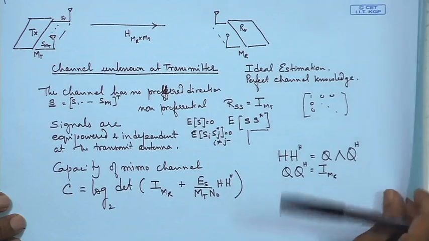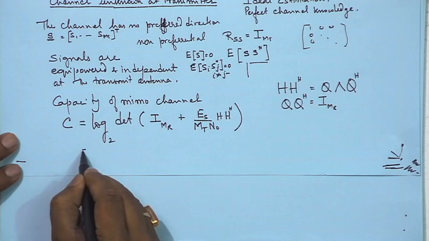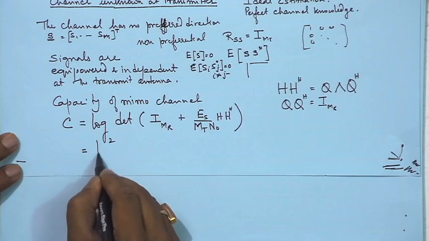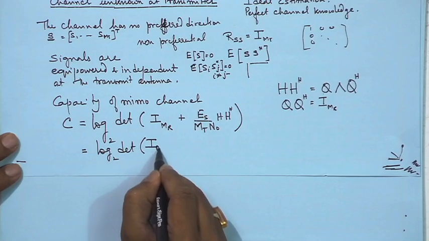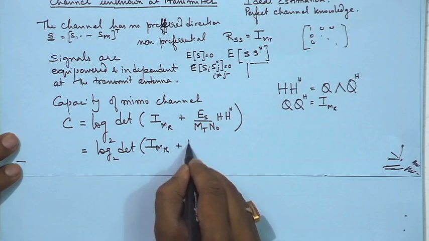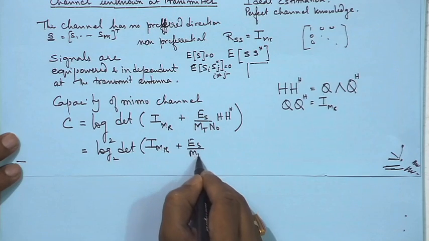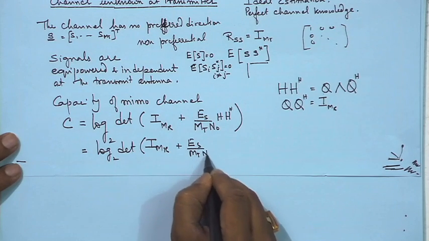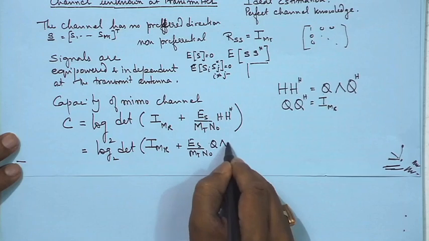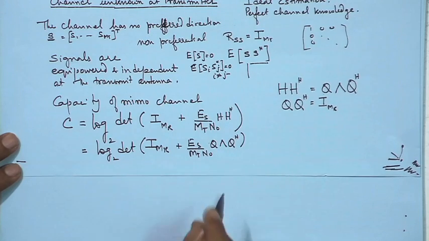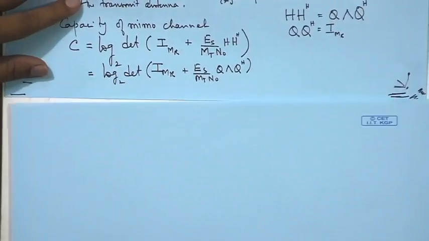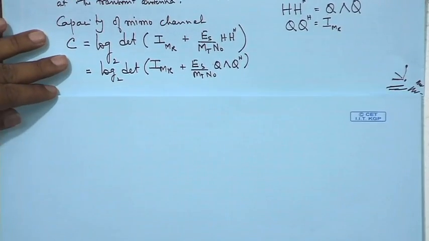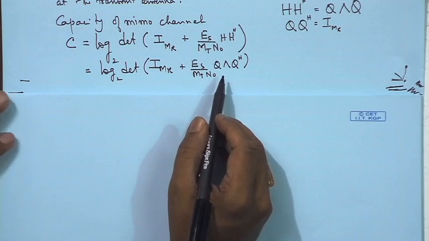So, in that case you could rewrite C as log determinant of I m r plus E s upon m t n naught Q lambda Q Hermitian. So, this is just doing the substitution of H Hermitian is equal to Q lambda Q Hermitian. Using that, we have got this new expression.